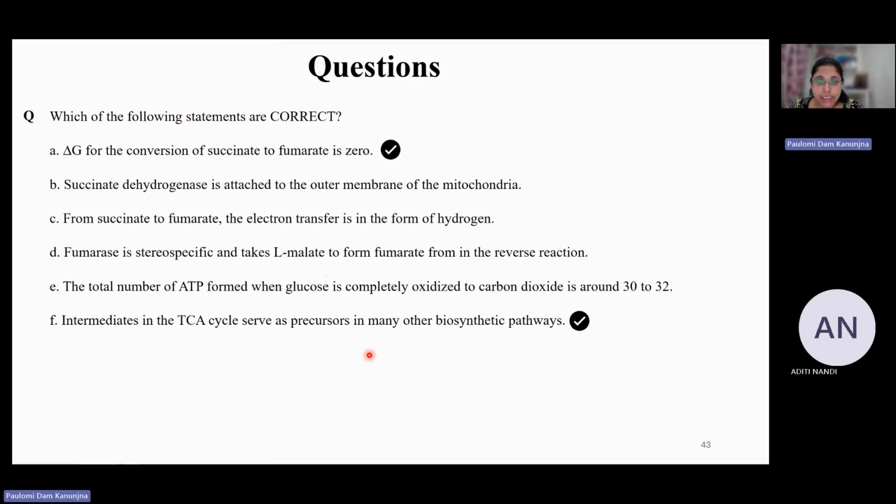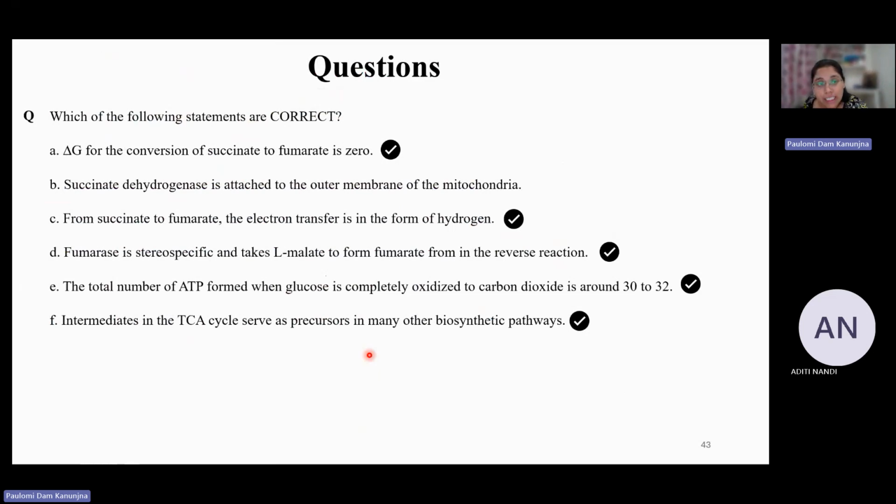Well, the correct answer is basically everything except for B. That's because the B one says that succinate dehydrogenase is attached to the outer membrane of the mitochondria. When we look into ETC, we will see that it is actually embedded in the inner mitochondrial membrane. So it's not on the outer membrane.